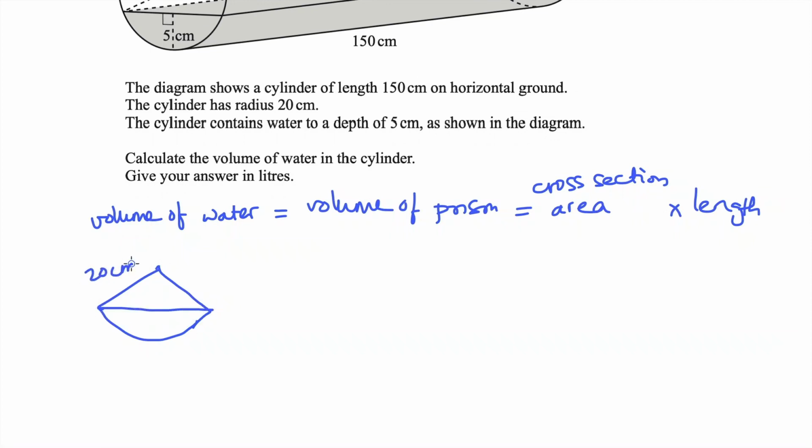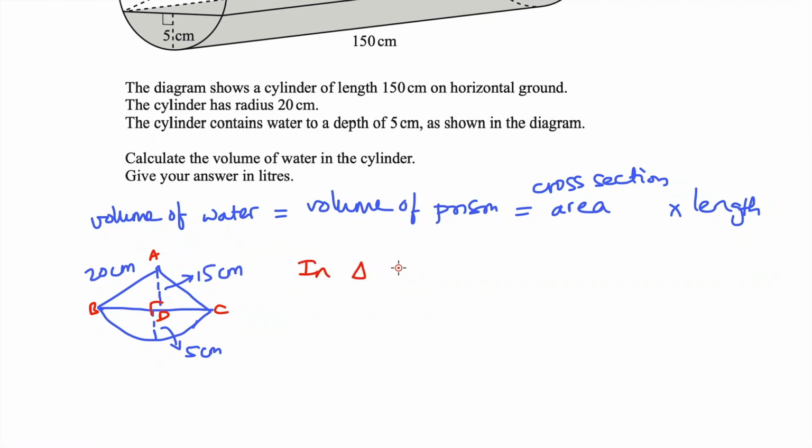So this is 20 centimeters, this is 5 centimeters, and so this will be 15 centimeters. Okay, so let this be A, B and C. Now let this be D. So this is a right-angled triangle.